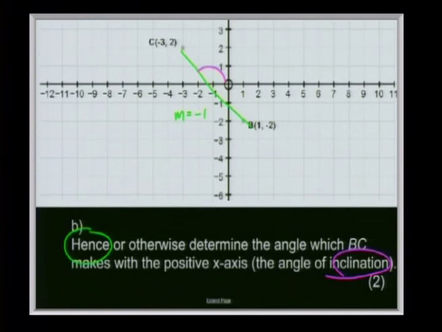So what are we going to do? We're going to use the formula m equals tan theta. There is our little theta over there. Yes, m equals tan theta. It's on the formula sheet. m was -1. So tan of what angle is going to give you -1? Some of you already know. 135. It's a special angle.